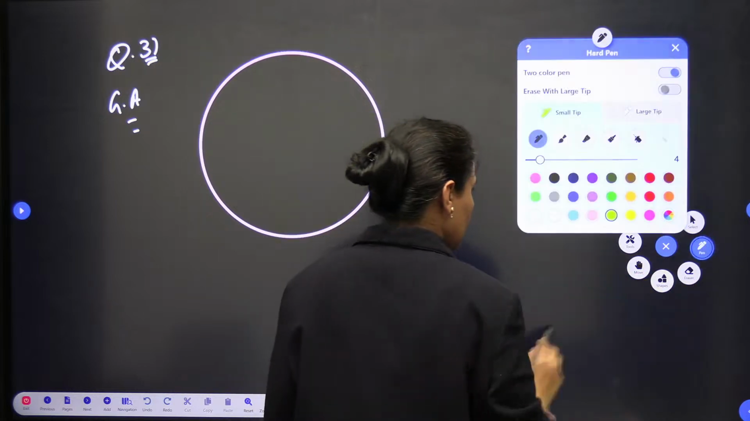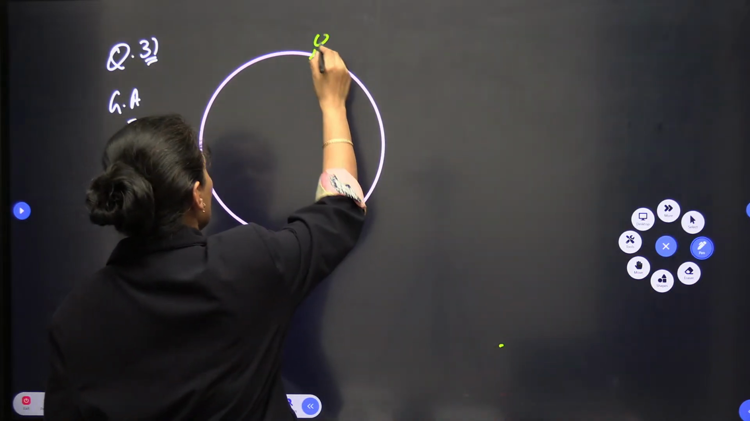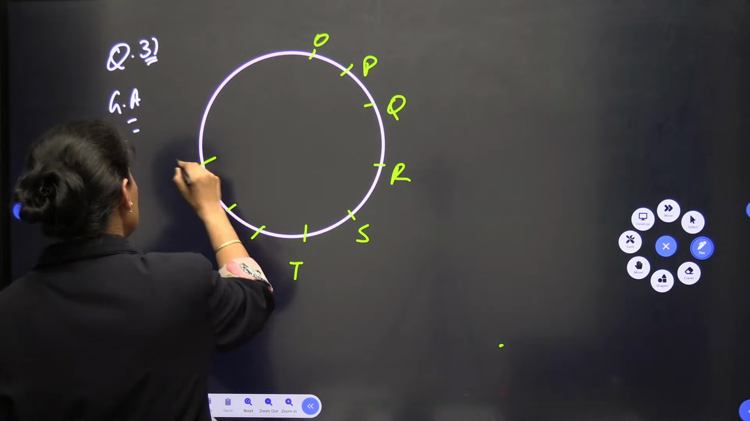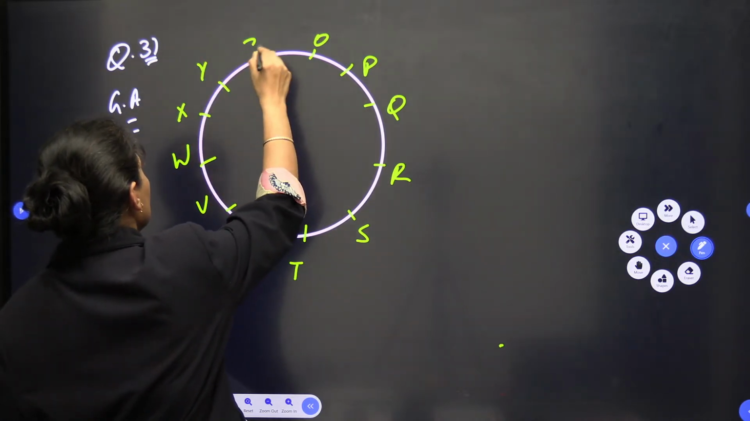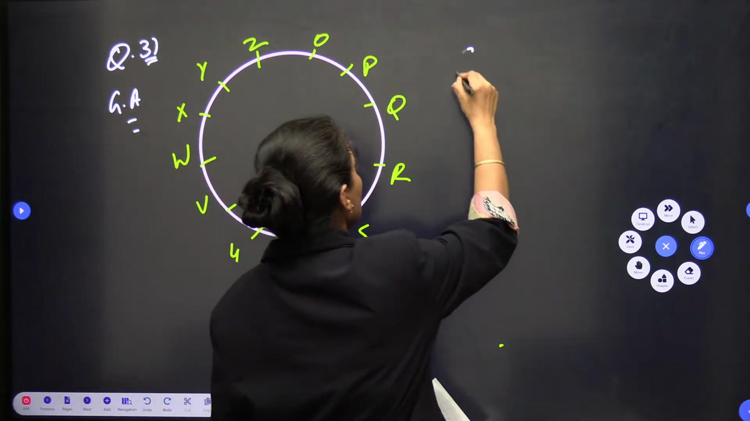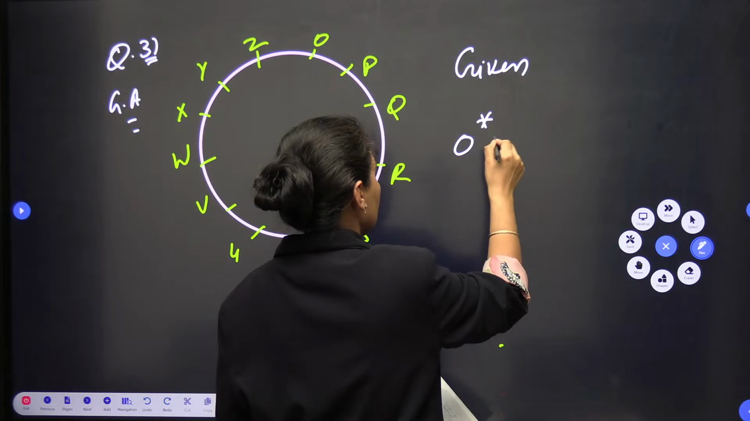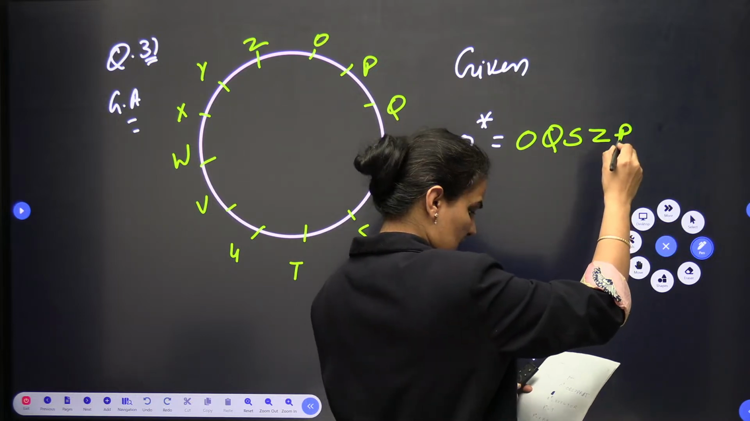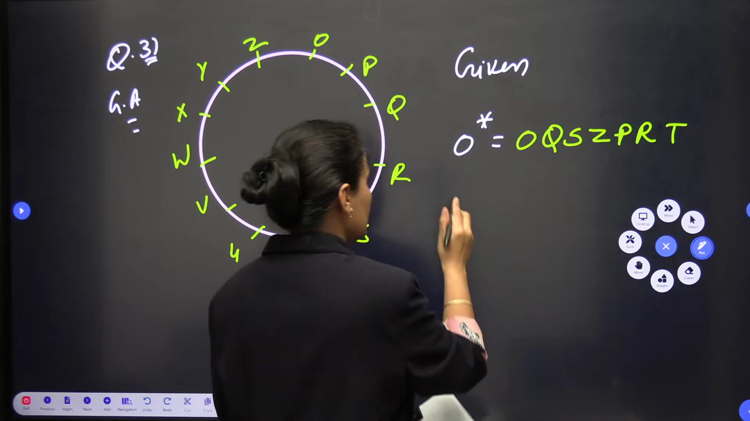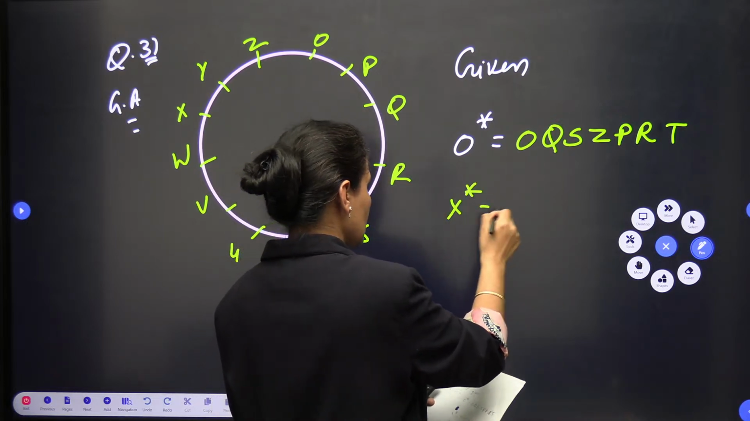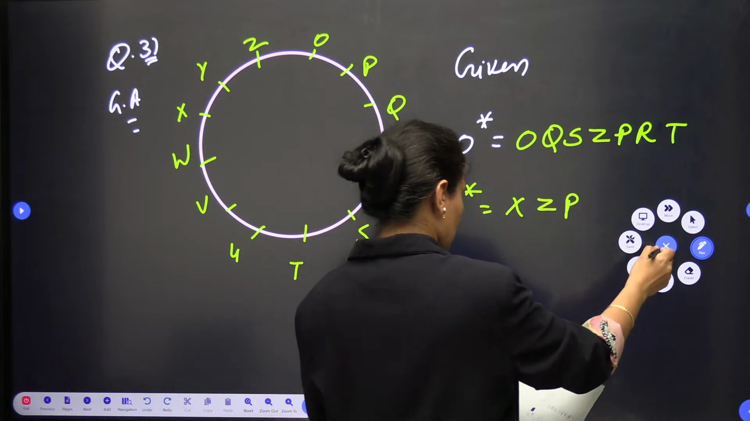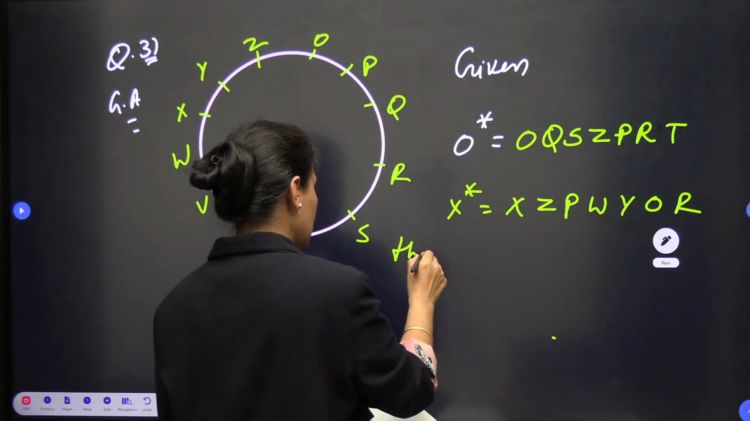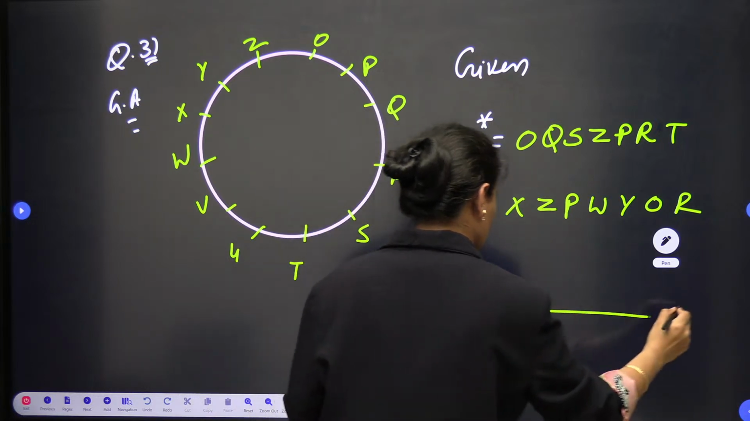Let's make it pink. Some values are given: O, P, Q, R, S, T, U, V, W, X, Y and Z. And the data given to us is O star equals O, Q, S, Z, P, R, T. Second, X star is X, Z, P, W, Y, O and R. Then it is asking us to find out the value of P star. Okay, let's see.